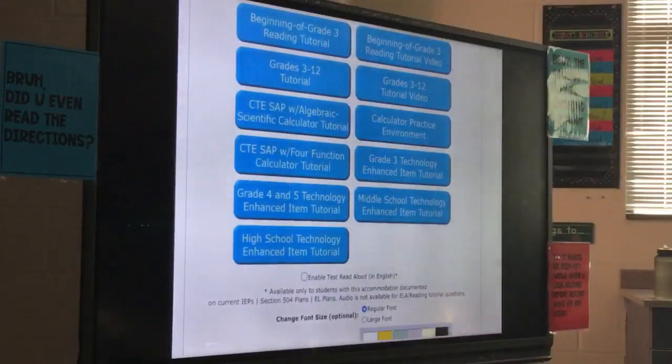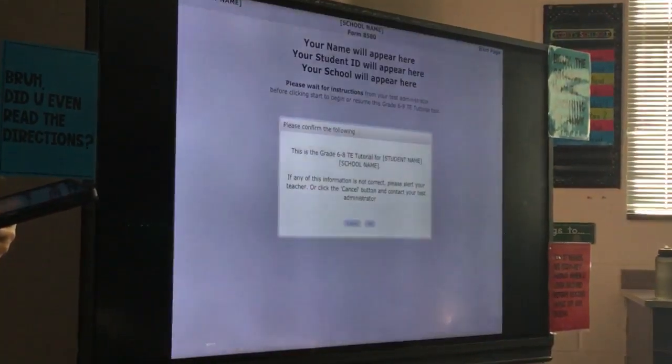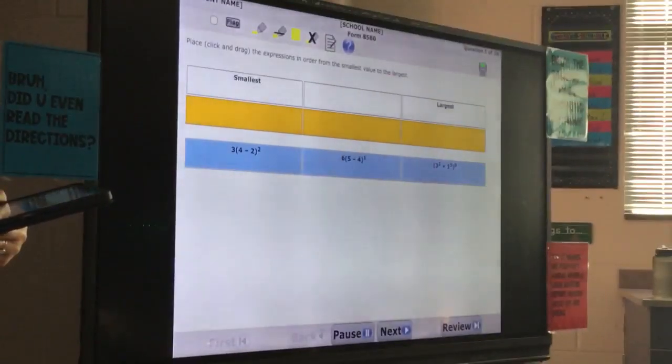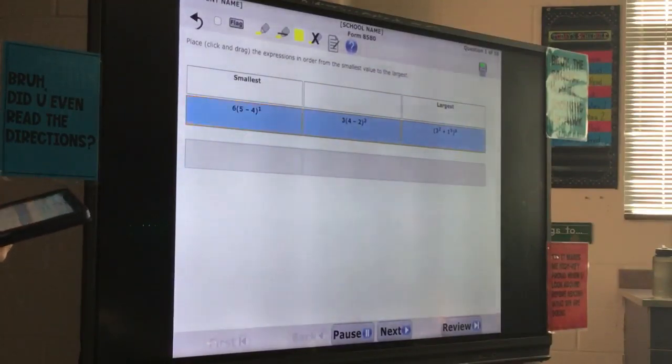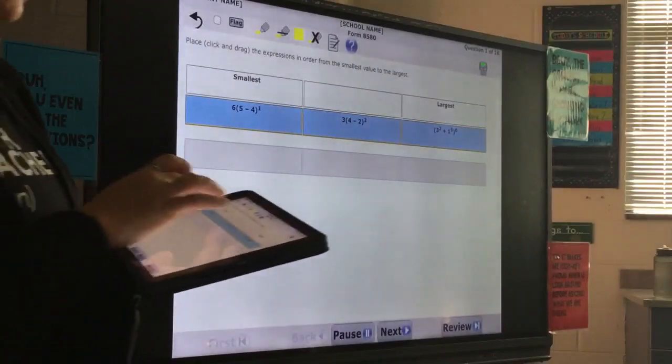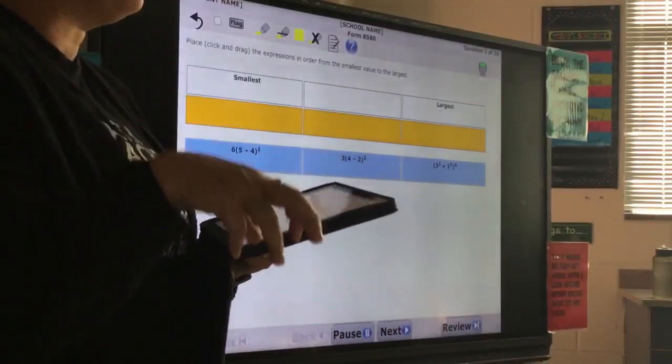You're going to go to middle school technologically enhanced item tutorial. Then you're going to hit start, hit OK. And then you're just going to go through, and it's okay if you don't get the answers right. You're just seeing how this works. Okay? You have just a few problems.